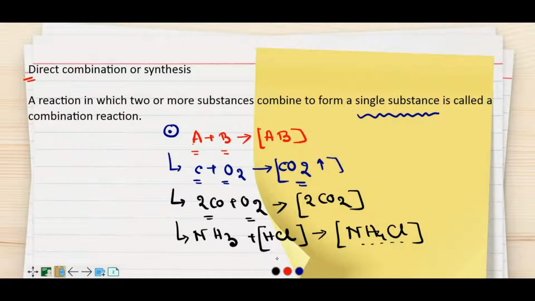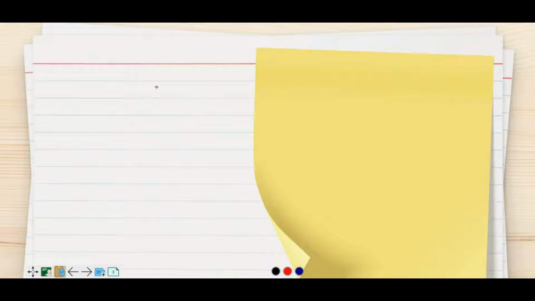And remember, this last reaction is very important, because ammonia is a gas and HCl, hydrogen chloride, is a gas, and ammonium chloride is a solid. So two gases react chemically and form a solid substance. This is very important in this type of reaction, where we have just discussed the topic of direct combination or synthesis. In the synthesis process, we will find more examples.